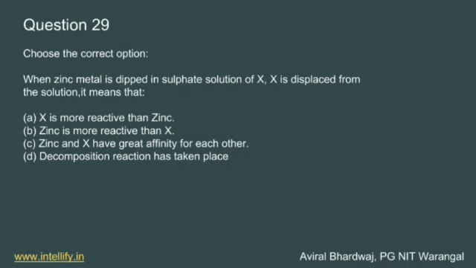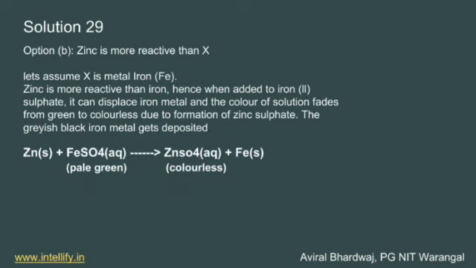This is also an MCQ, a small experimental question. When zinc metal is dipped into a sulfate solution of X, X is replaced from the solution. What does it mean? Four options are given: X is more active than zinc; zinc is more active than X; zinc and X have great affinity for each other; decomposition has taken place. Firstly, we assume X is a metal which is either more electropositive or less electropositive than zinc.